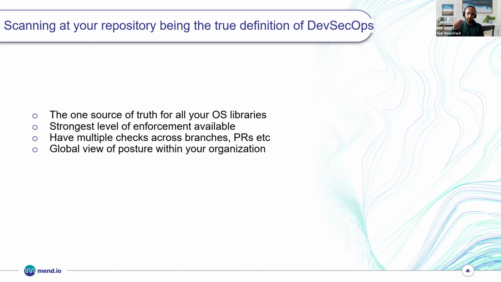You can check other branches. You can check your pull requests into your default branch. You can check the default branch itself as well. And you can raise issues. You can have PRs automatically raised to fix or patch things to a later level, for example. That's why scanning in the repository is really where everything comes together, and where you're going to get the most value from a solution like this.